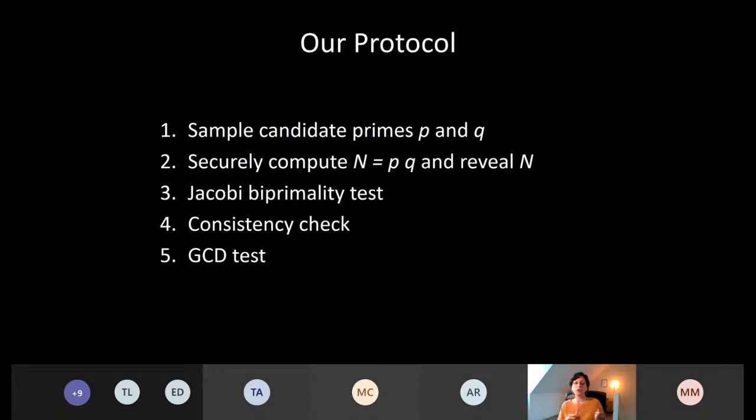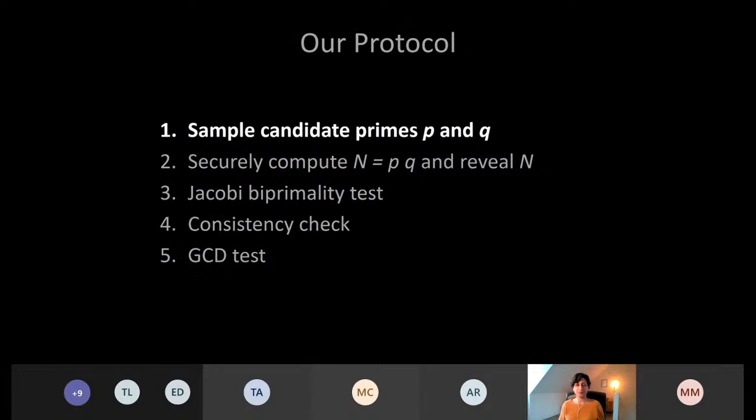Our protocol follows closely the blueprint of Boneh-Franklin, only that the biprimality testing we split, for reasons of security proofs and functionality expressions, into three steps, also because it adds active security on top of the Boneh-Franklin protocol. So the first step is the same, we sample P and Q, but instead of trial division, we do it with the distributed sieving that I explained before. Then we perform the secure multiplication, and then we split the biprimality in three steps. First the Jacobi test, then the consistency check that confirms that the shares input in this Jacobi biprimality testing are indeed guaranteed, and finally a GCD test. So let's look at the interesting parts of each of these five steps.